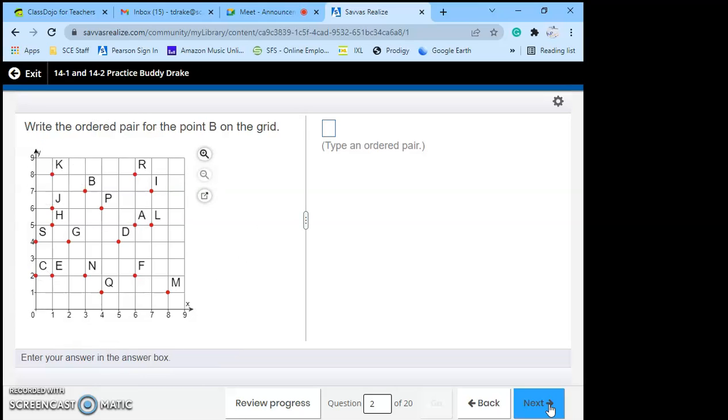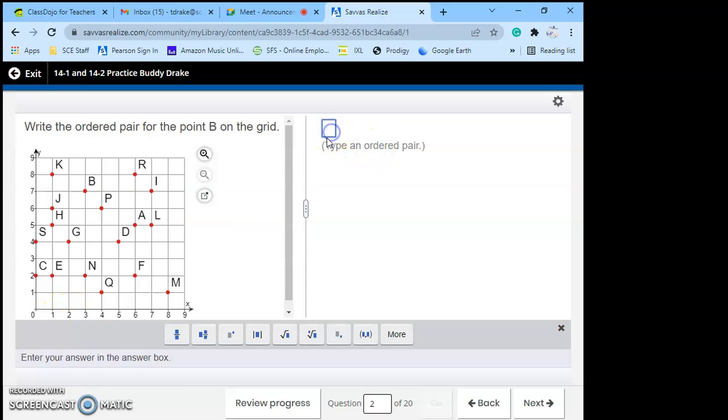So again, this time we're finding point B. We start on the X line and we go across. Our B is right here. It's this red dot. So if we go across, our B is on 3. So our first number for our X is going to be 3. And then we're going to go up 1, 2, 3, 4, 5, 6, 7. And if you look across on the Y, it is 7. So 7, parenthesis.